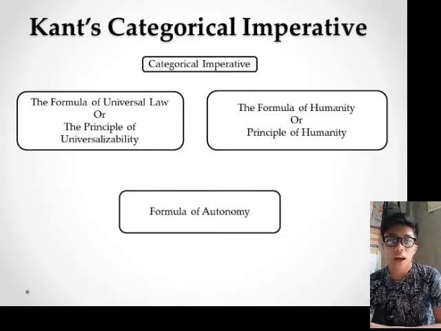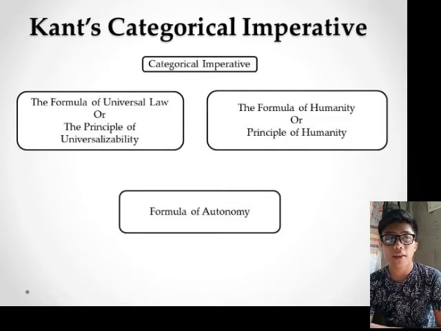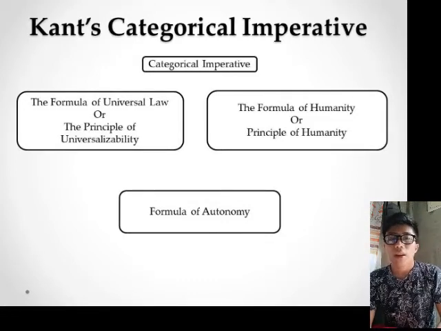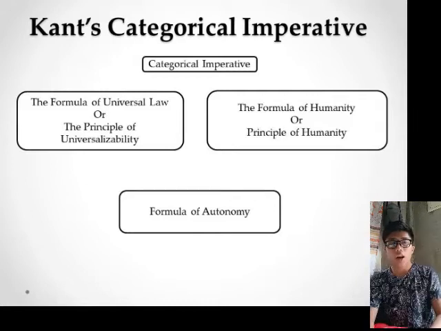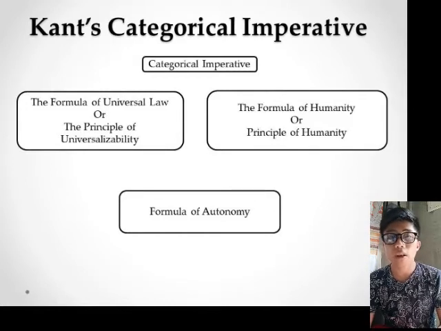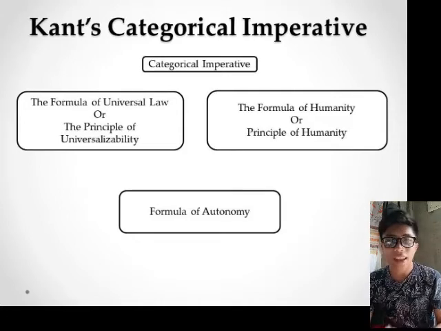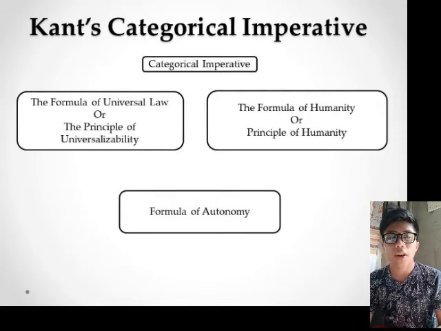It says that act only in accordance with that maxim through which you can at the same time will that it becomes a universal law. The second formulation is the formula of humanity or the principle of humanity. It says that act in such a way that you use humanity, whether in your own person or in the person of any other, always at the same time as an end, never merely as a means.